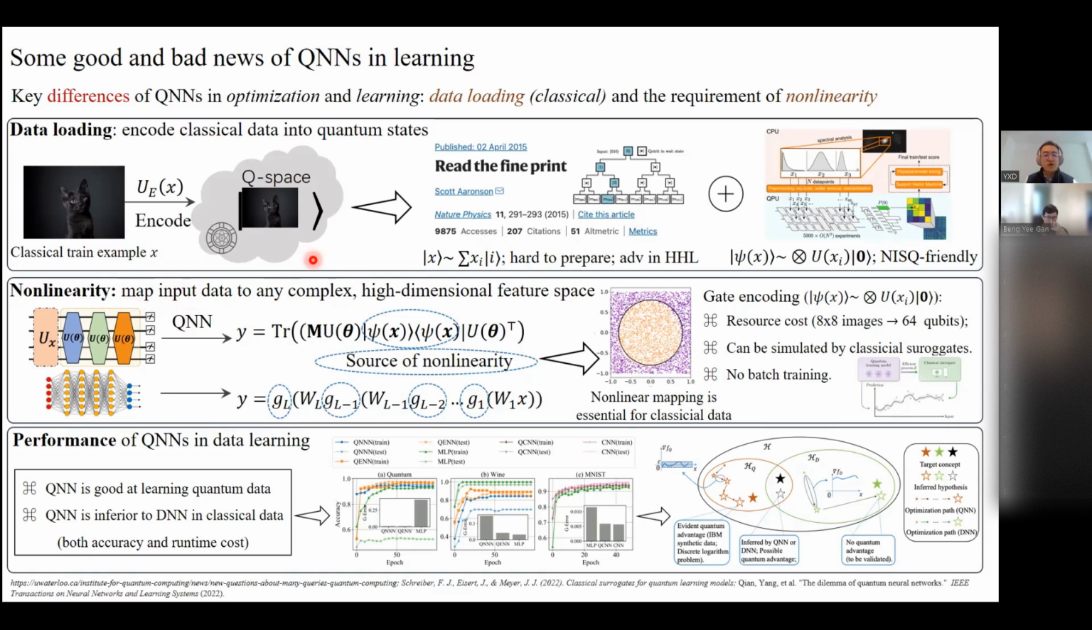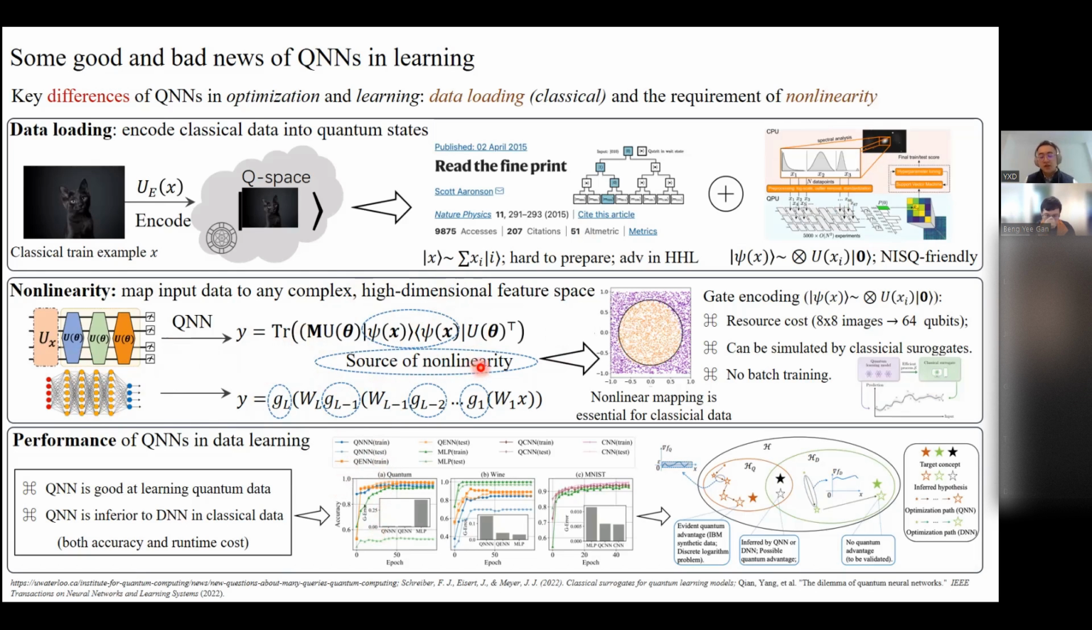Another issue is nonlinearity. Nonlinearity means we want to map input data into any complex high-dimensional feature space. This is necessary for learning classical patterns, which may be very complex. But introducing nonlinearity into quantum circuits is very difficult because quantum mechanics is linear. So the only way we can involve nonlinearity in a quantum circuit is using gate embedding. In this way, we can introduce a little bit of nonlinearity. But for classical deep neural networks, it's much easier. We can just insert some nonlinear layers into the neural networks. So this difference results in different behaviors of classical and quantum neural networks in learning classical data.